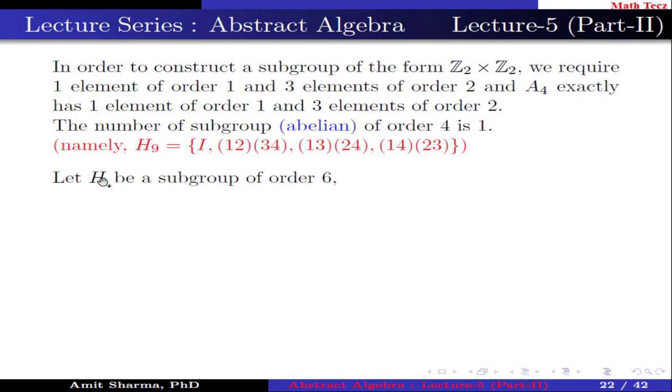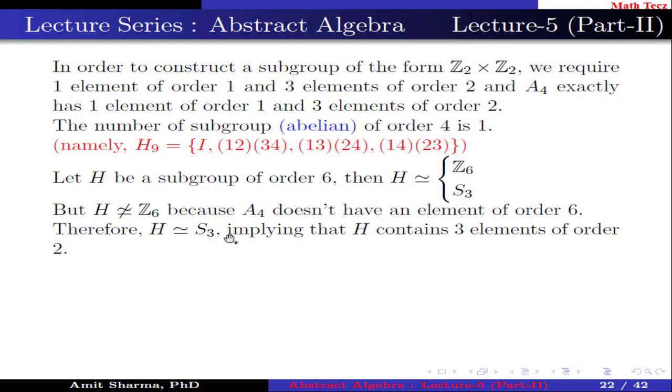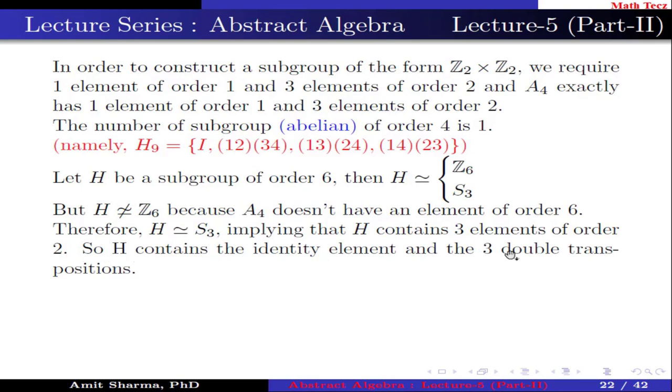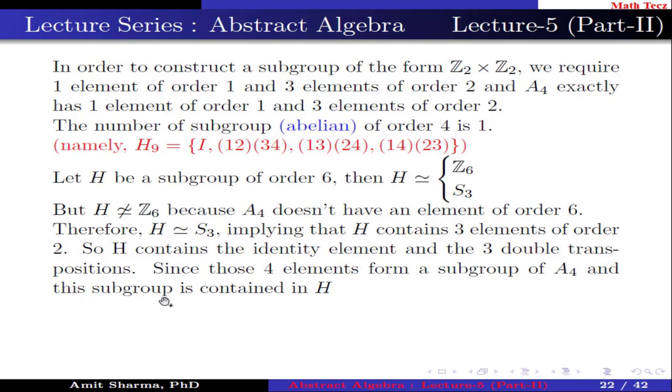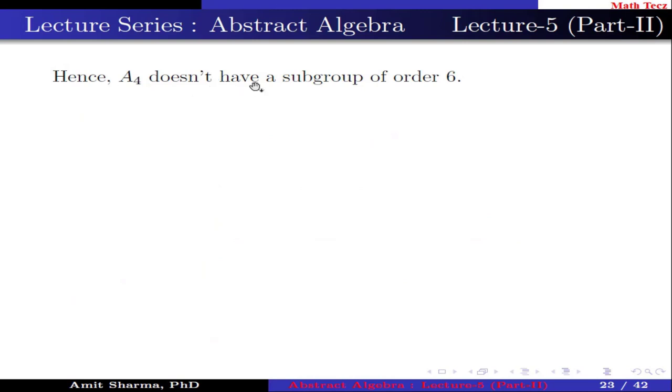Let H be a subgroup of order 6. Then H is either isomorphic to Z6 or isomorphic to S3. But H is not isomorphic to Z6 because A4 doesn't have an element of order 6. Therefore, H is isomorphic to S3, implying that H contains 3 elements of order 2. So, H contains the identity element and the 3 double transpositions, since those 4 elements form a subgroup of A4, and this subgroup is contained in H, which is a contradiction because the order of that group doesn't divide the order of H, implies H is not isomorphic to S3. Therefore, H is neither isomorphic to Z6 nor isomorphic to S3. Hence, A4 doesn't have a subgroup of order 6.